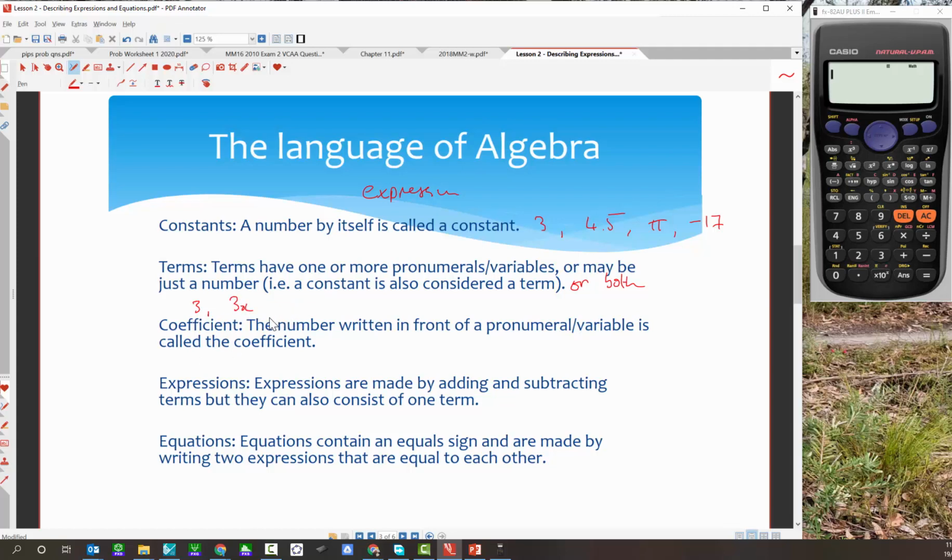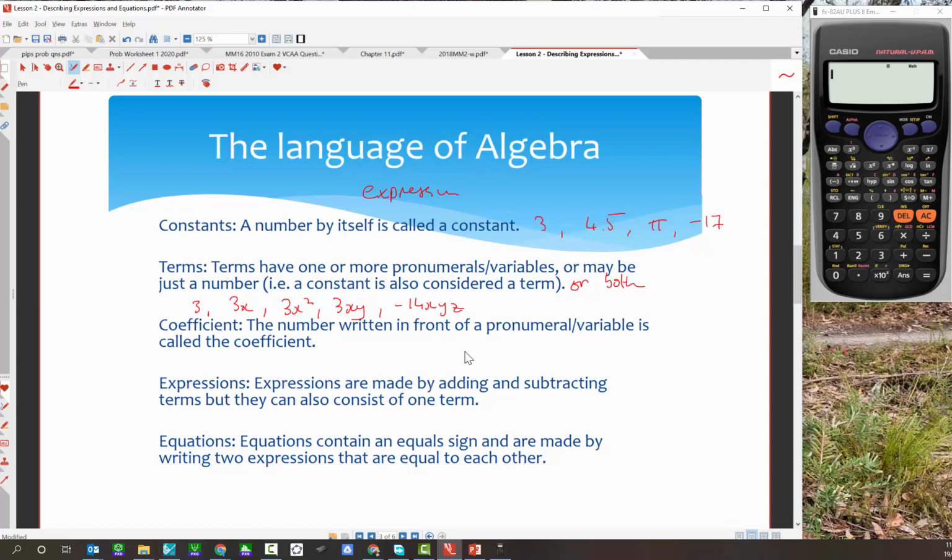A constant with a variable is also a term. So that now becomes a term. 3x squared is also a term. 3xy is also a term. Negative 14xyz is also a term.